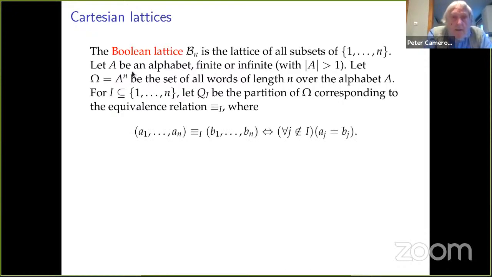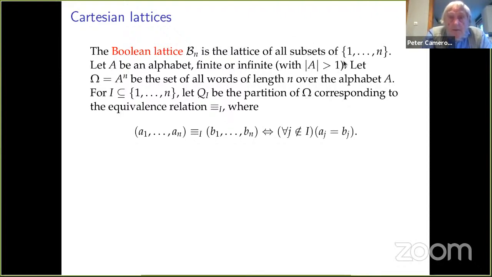But I'm going to embed the Boolean lattice into a partition lattice on the set omega, the set of words. So what I do is this. I take any subset of 1 up to n, capital I say, and corresponding to that subset, I'm going to give you a partition of omega, which I'll call Q_I. The easiest way to describe it is to give you the equivalence relation corresponding to I. This equivalence relation says that two words a_1 to a_n and b_1 to b_n are equivalent if they agree in every position outside I. So you're allowed to change the entries at positions within I, but outside I, things must remain the same. So that gives you a partition of the set omega, the set of all words.